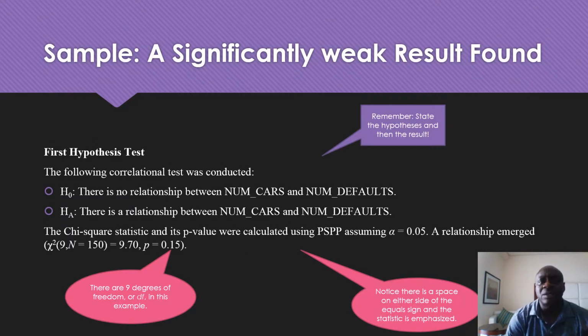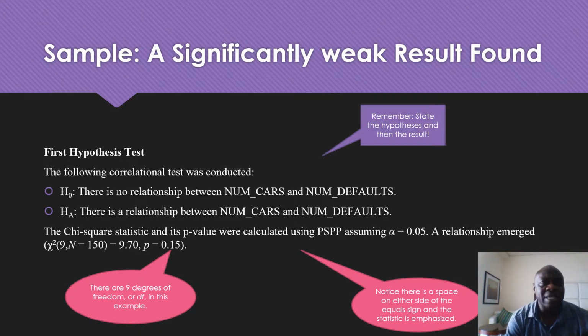For this, the first test, the Fourier correlation test was conducted. There is no correlation between norm cars and the norm defaults. There is a relationship between norm cars and norm defaults. The chi-square statistics and its p-value were calculated using PSPP, assuming alpha equals 0.05. A relationship emerged.